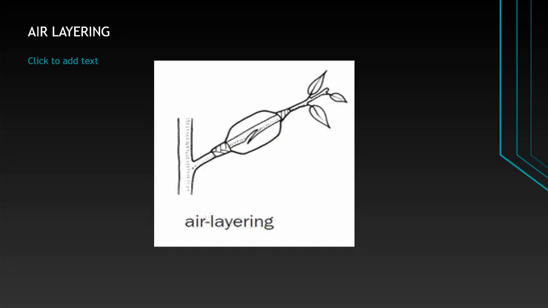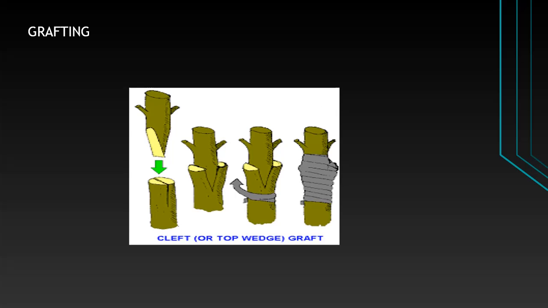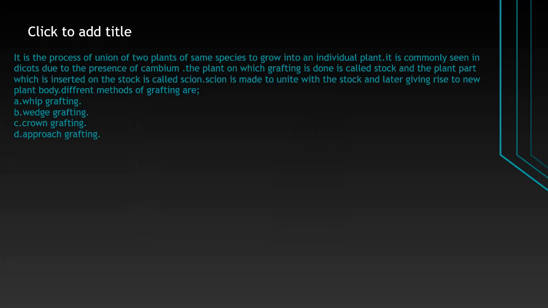Here is an example for air layering. This is how air layering occurs. And this is how grafting occurs. You can see the picture. Now we'll see what grafting is in detail.